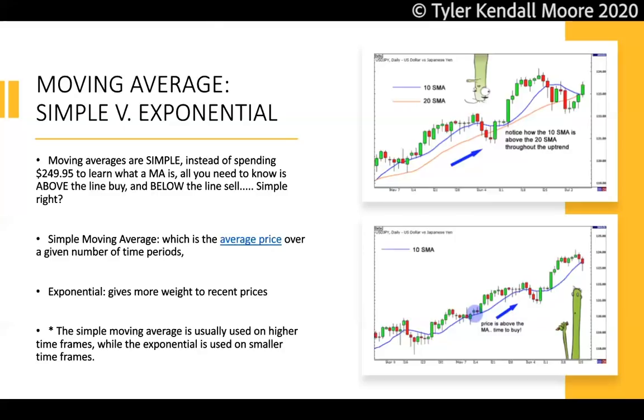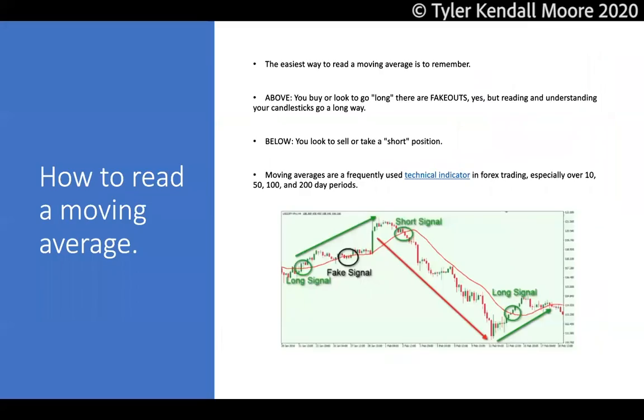Okay, now next, how to read a moving average. The easiest way to read a moving average, like I was telling you, is above, you're looking to buy or go long, and yeah, there are fake outs, but reading and understanding your candlesticks goes a very long way. Okay, so below you look to take a sell or a short position. So as you see in the example below, and the reason I'm giving all of this out for free is because all of this comes from Babypips. So this is all Babypips stuff you can just find over the internet, just free info that's just there.